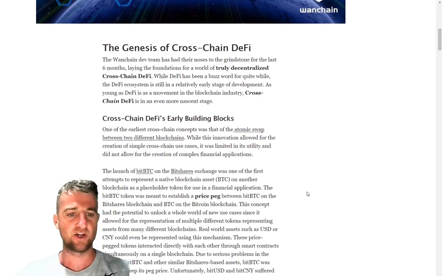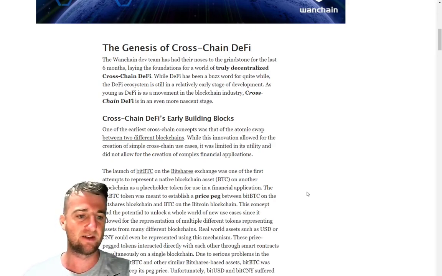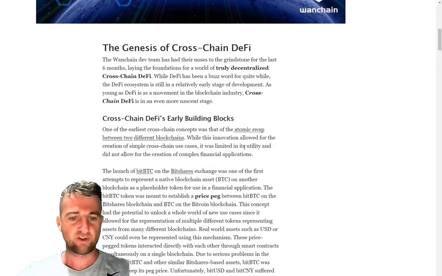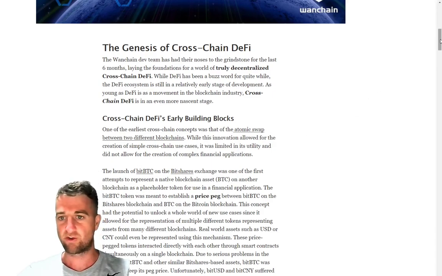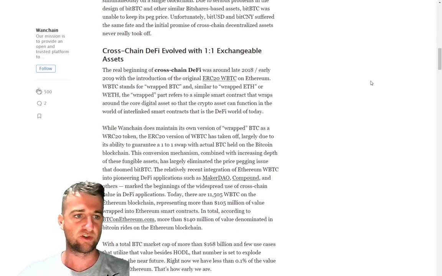So, cross-chain DeFi early building blocks. One of the earliest cross-chain concepts was the atomic swaps between two different blockchains. While this innovation allowed for the creation of simple cross-chain use cases, it was limited in its utility and did not allow for creation of complex financial applications. So it did not allow for that. So it is saying there that they have the atomic swaps in place, which is pretty much straightforward, but getting it to be a cross-chain scenario has been hard. But they've been working on that for the last 6 months, and you can see that this is coming to a head soon, that we're going to eventually get the 5.0 out, and it will help the cross-chain DeFi world.